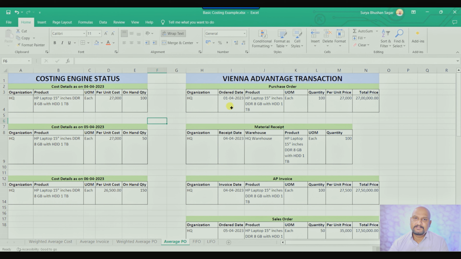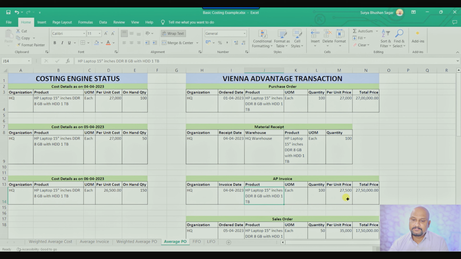My first transaction is a purchase order to a vendor where I'm demanding 100 quantities with 27,000 as the price. We raised the PO on 1st of April and received on 4th of April. As soon as my GRN gets completed, my status becomes 27,000 per unit cost for 100 quantities at the level of the costing engine. And later we can process the AP invoice.